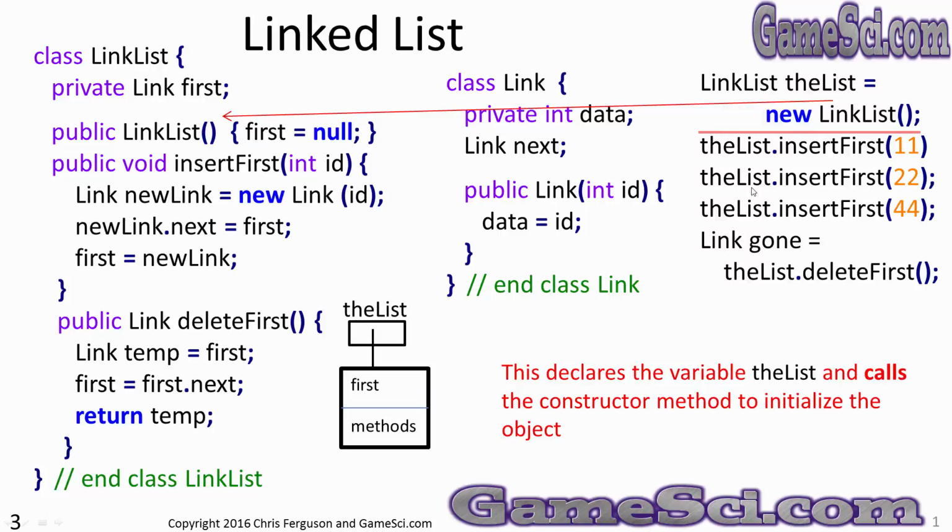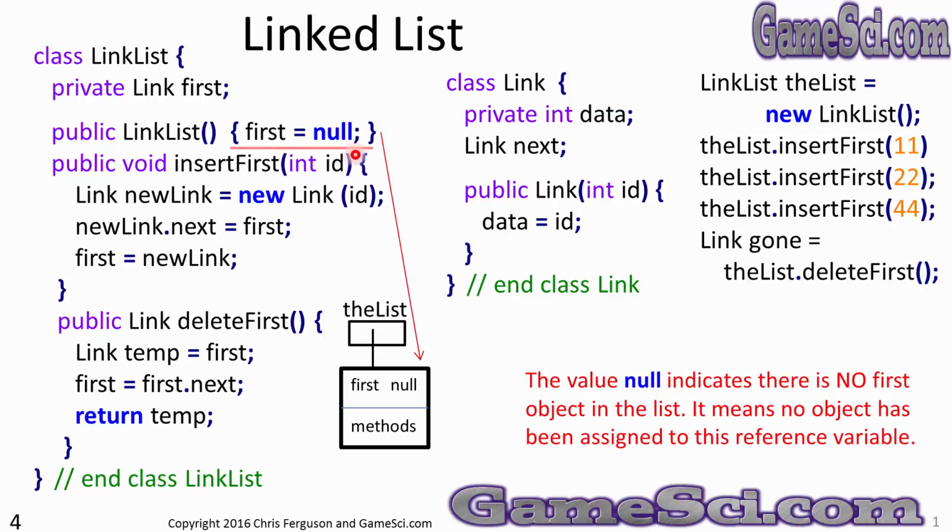On this first line up here, we're going to declare a variable called the list and build a linked list object. This will also call the constructor method and initialize that object. So we're going to declare the list variable. That's the declaration of the list variable. We're going to build the linked list object. There's the linked list object there. And we're going to run the constructor right here in order to initialize that object.